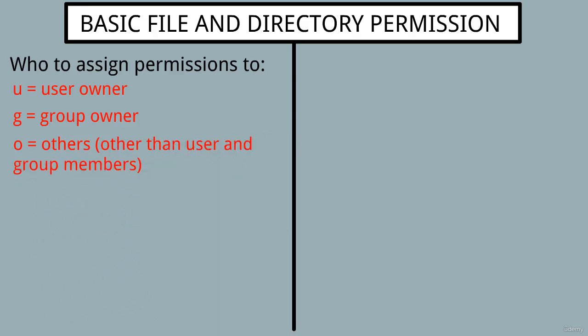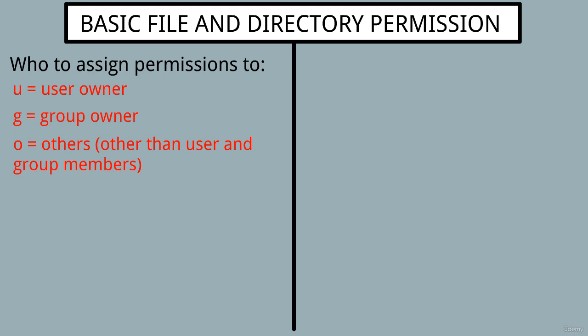So when you assign read permissions to a file, that person will be able to read that file. When you assign a write permission, you can modify that file. When you assign an execute permission, that person can execute that file, or if it's a script, they'll be able to run that script.